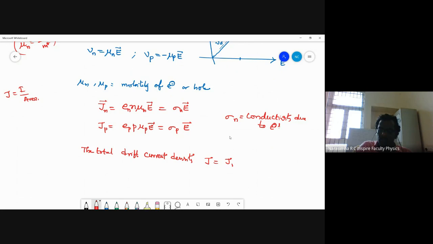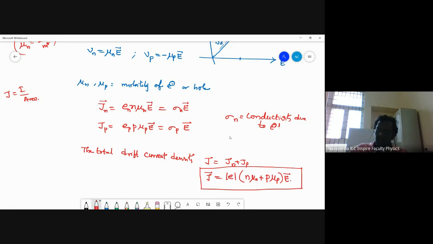Usually the charge of an electron, let's say mod e, is the same as the charge of a hole. So you can take it outside: J equals e times n mu n plus p mu p, that is the density of holes times its mobility, times the electric field. Is that okay? So this is the current density due to the drift mechanism.